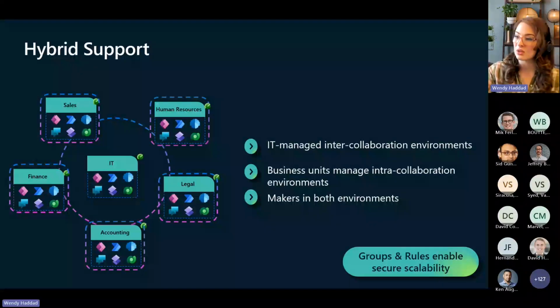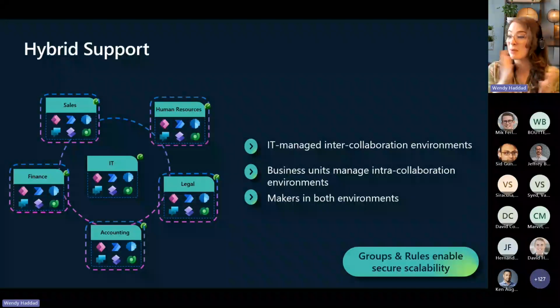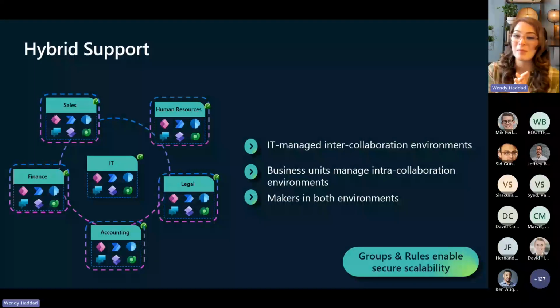IT would be managing those applications at scale in those use cases. And then each of the individual department level use cases would then be managed within those individual department controls or business unit controls. Now, this is very helpful. This is probably some of the most flexible models that there is.